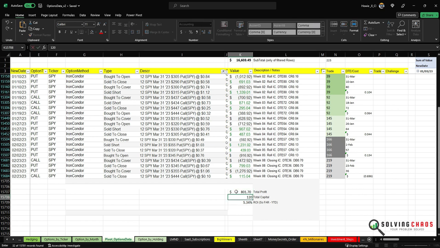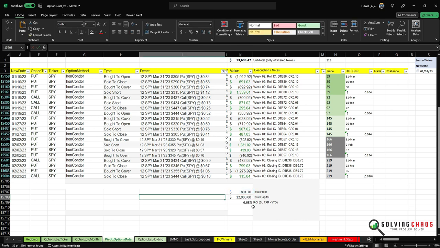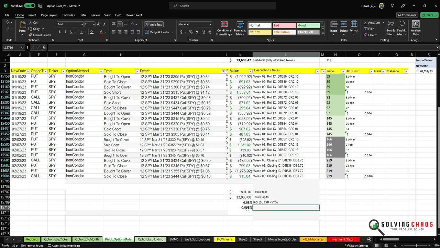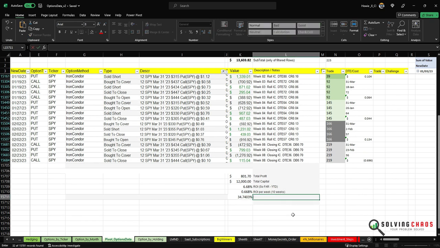Total capital. This is a $12,000 trade because you can see that it's a 12 contract. I'm always going 10 wide. 10 times 1,000 is 12,000. And then if you look at the ROI, let me make sure. This ROI is 6.68% in 10 weeks. So if you divide this by 10, obviously you know how to do the math. So this is ROI per week, right? There's 10 weeks. If you were to do this, the yearly will be somewhere around 34%. So you tell me, is that good or bad?